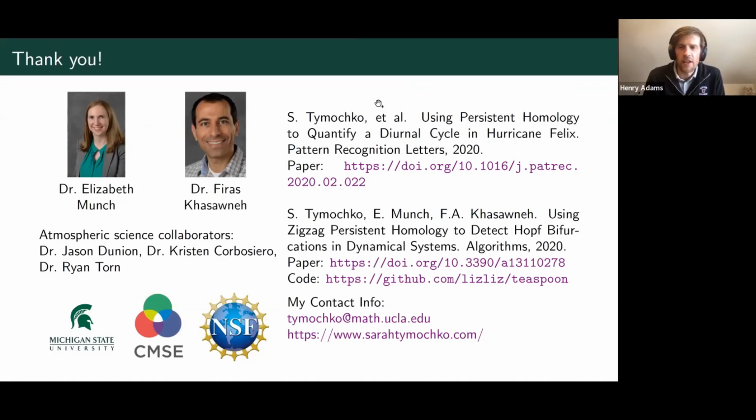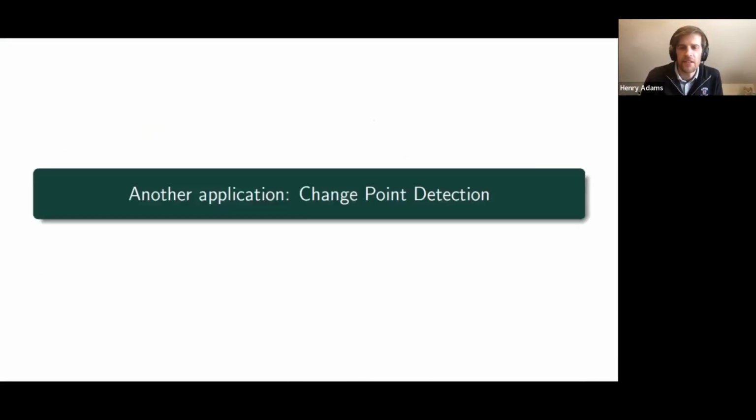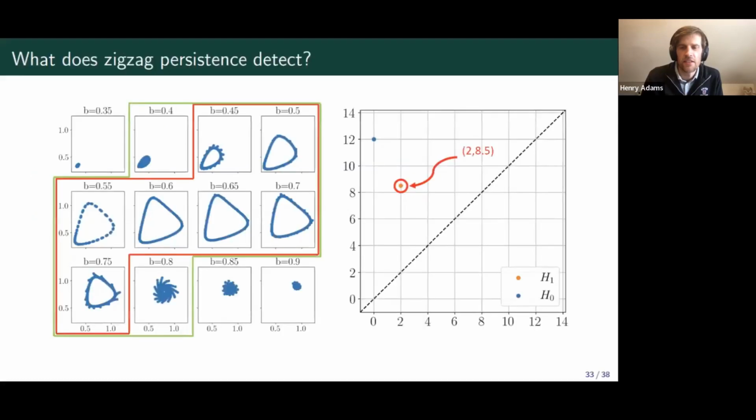Sarah, if you don't mind going to slide 33 or so. 33, sure. There we go. Back here. Right. Yeah, so is it the case that in this transition from B equals 0.4 to 0.45 and similarly from 0.75 to 0.8, there are known Hopf bifurcations?